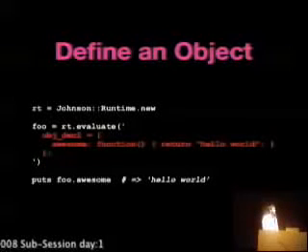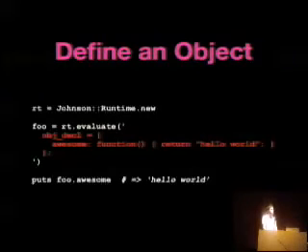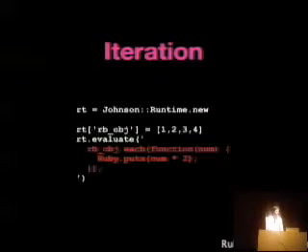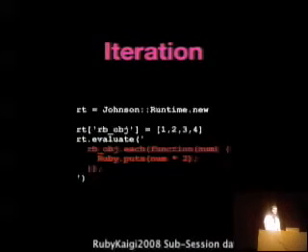We can even do object definition in JavaScript. So we define an object in JavaScript and return it, and we can call methods on it. Iteration is also possible.